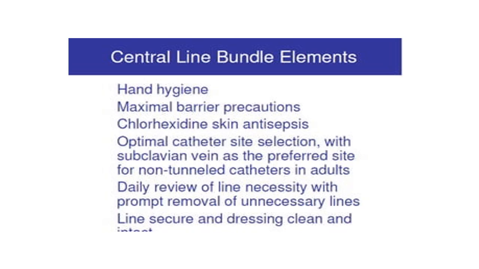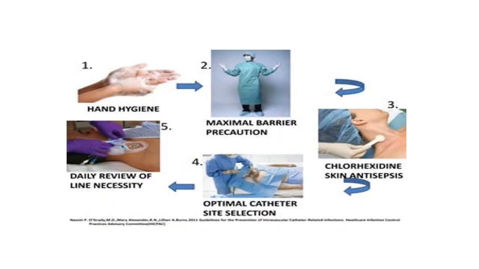Frequently see if there is any oozing, and if there is, then we might need to change the Tegaderm dressing. Otherwise, we can change it every 96 hours. So hand hygiene, maximum barrier precautions, chlorhexidine skin antiseptic dressing, optimal catheter site selection, and daily review of line necessity. So these are the central line, that is CLABSI, bundles. If we follow these bundles, we can prevent infections of the line.